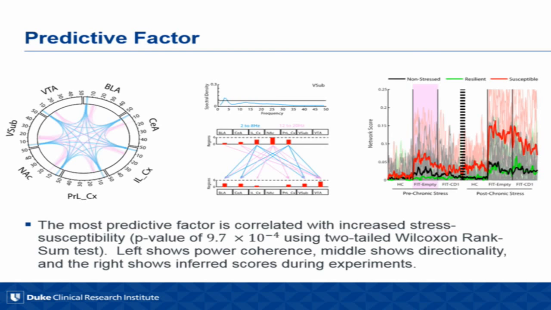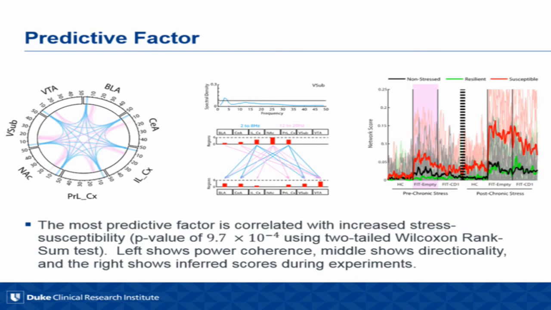The resilient mice are the mice that went through the chronic stress paradigm and were considered to behave normally afterwards. And the susceptible mice are in red. These are mice that went through the chronic stress paradigm and were very susceptible to it. And we're showing in bold the averages of all the mice in that group.